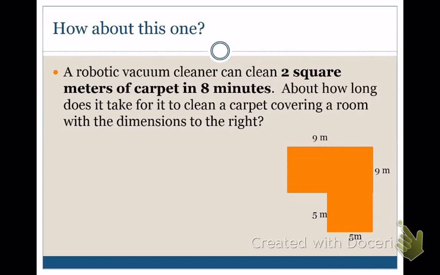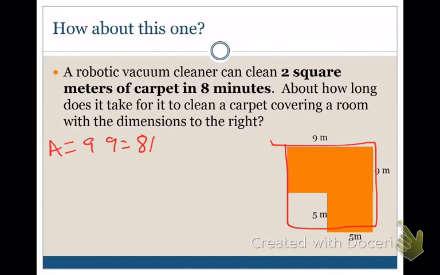But I'm going to approach it a different way, because we could also look at this as one giant square with a piece cut out. So not only can we add up pieces, but we can actually subtract out parts that we don't need. Okay? So what does that mean? That means that I'm going to find the area of this giant square first, which is going to be 9 times 9, or 81 square meters.